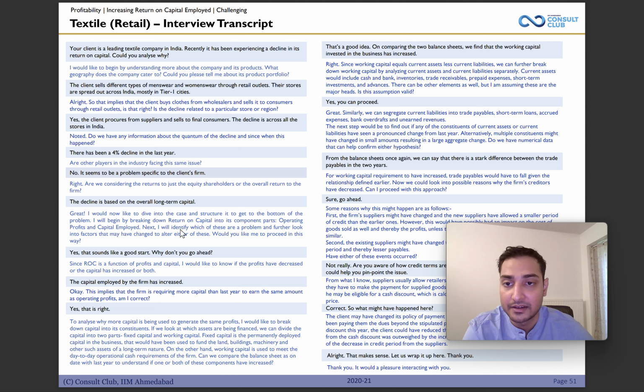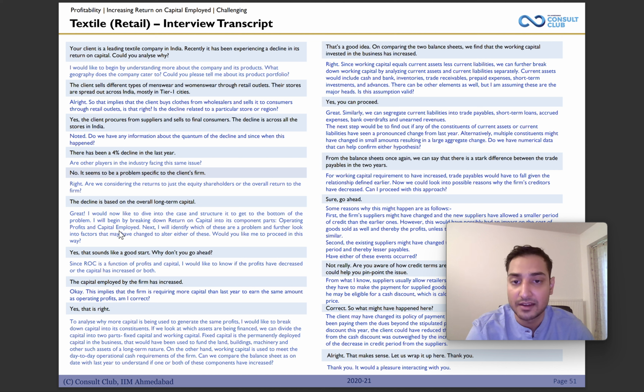Next, I will identify which of these are a problem and further look into the factors that may have changed to alter either of these. Would you like me to proceed in this way? So, pretty well structured. The return on capital is divided into operating profits and capital employed. So you're seeing how much you have employed and how much return you're getting, and then you'll look into both the factors.